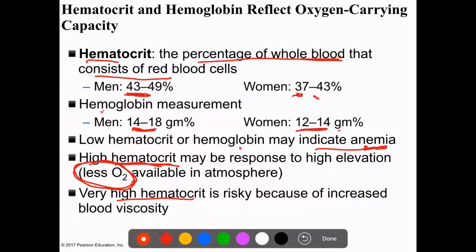Now, very high hematocrit is risky because of increased blood viscosity. This means that the blood is very thick. Since we have more red blood cells, remember the red blood cells normal value should be around 44%. Now with high hematocrit, this might move to maybe 50%, 52%. This means that the blood is so thick and sometimes it cannot be pushed through the small vessels of the body.